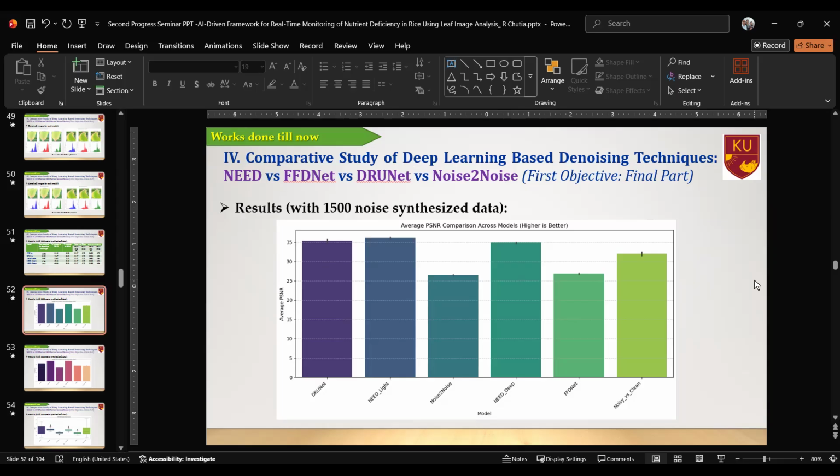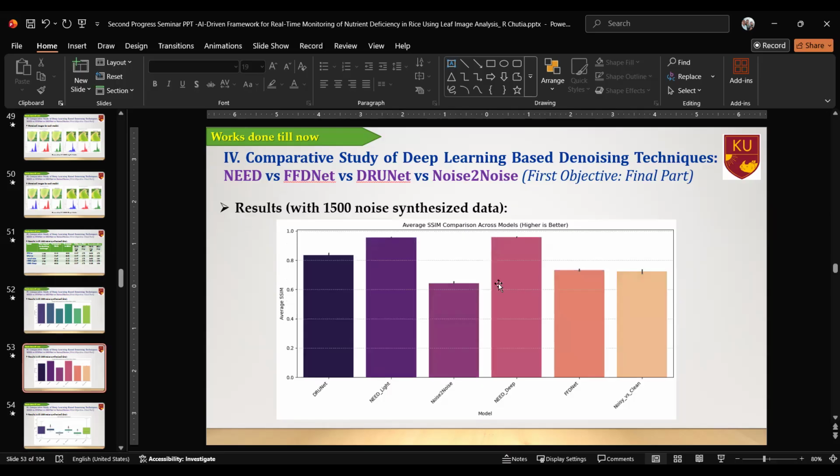Okay, no problem, sir. So this is the average PSNR comparison across different models. Here we have seen that the NeED-Light, DRUNet and NeED-Deep, these three models are performing very well. And in case of SSIM, as I have already shown in the data, the NeED-Light and NeED-Deep models performed better.